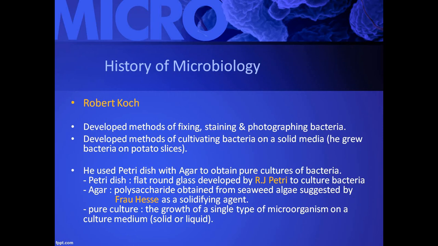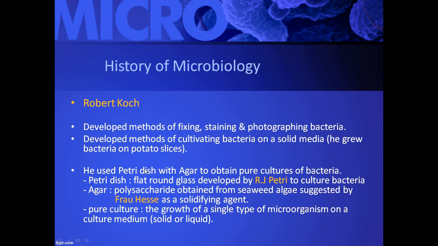Now, moving on to Robert Koch. This is a German physician. He developed methods of fixing, staining, and photographing bacteria. He could grow bacteria on potato slices, so he developed methods of cultivating bacteria on a solid media. He used a petri dish with agar to obtain pure cultures of bacteria.